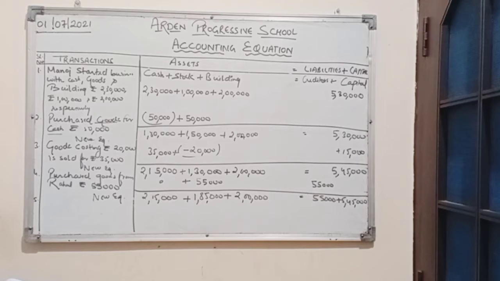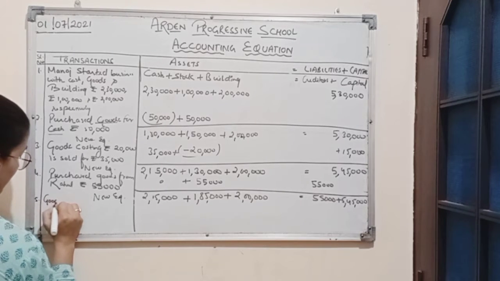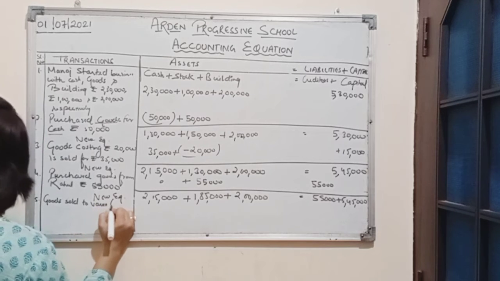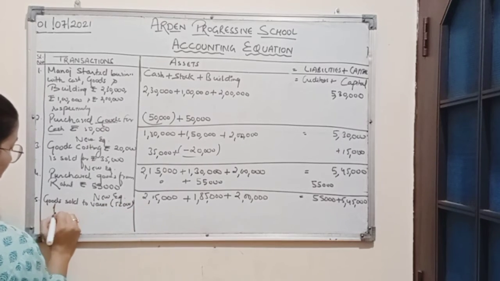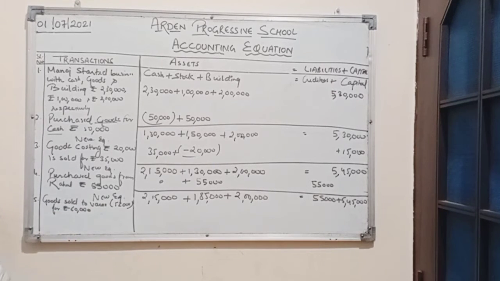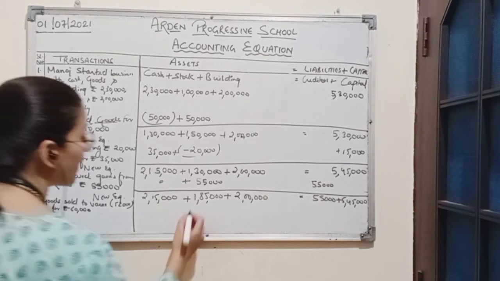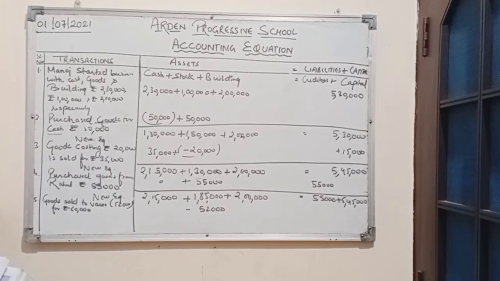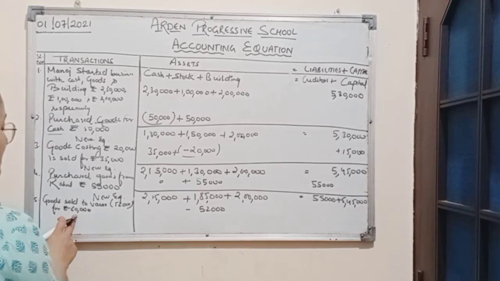Sold goods to Varun costing rupees 52,000 for rupees 60,000. Now here in this transaction, goods amounting to rupees 52,000 have been sold. That means there is a decrease in the value of stock by 52,000. So we will deduct 52,000 from stock column, and these goods have been sold for 60,000.